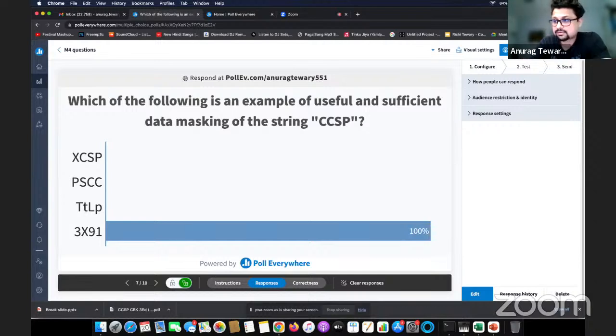So in this example, the correct answer is actually the third one. So data masking, in the example that you chose, you pretty much removed the entire data completely. So there was no remnant of the original string that was CCSP. And therefore, that was not a good example of data masking. It's the third option, which is listed there, TLP.